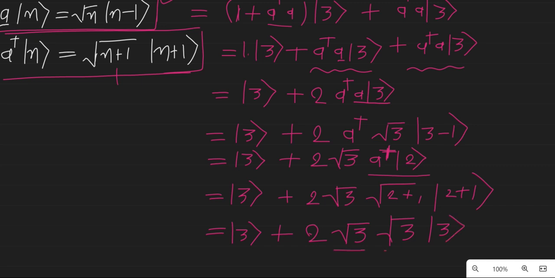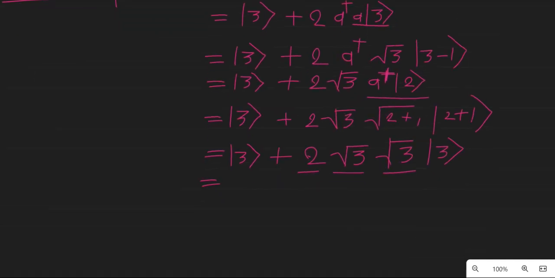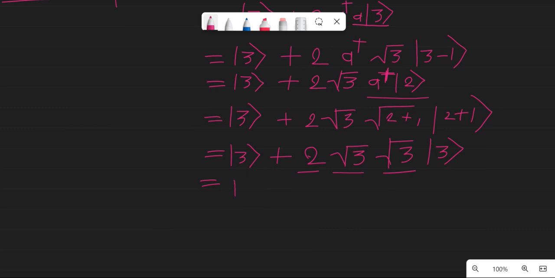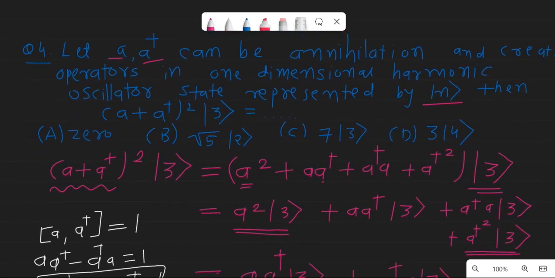So this root 3 will be 3, and this 3 times 2 is 6, so it will be 3 plus 6 state 3. So this 6 and this 1, so it will be 7 state 3. So this is our answer. So the correct option may be C.